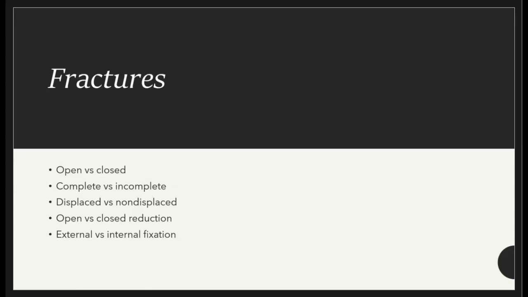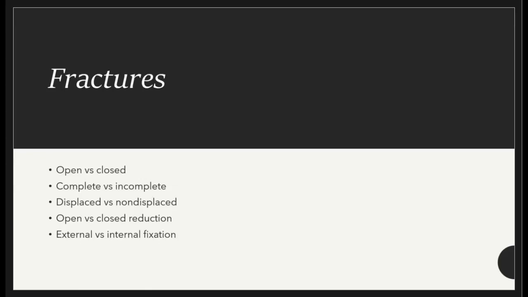An open versus closed reduction. So to reduce a fracture means to actually bring it back to where it needs to be. So this would be if it was a displaced fracture, but it's also true for non-fractures. Like if you dislocate your shoulder. If the shoulder's dislocated, we haven't broken anything, there isn't a fracture, but still that shoulder has to be reduced or brought back to the spot that it needs to be.